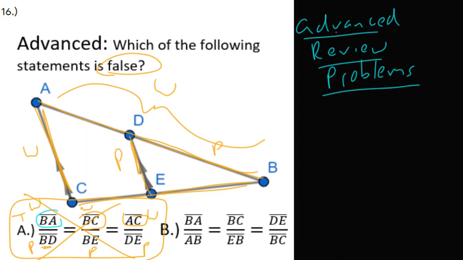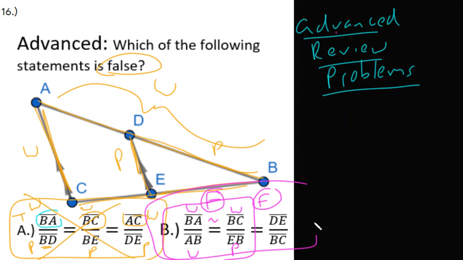Okay, let's take a look at letter B. Letter B says BA. I see that BA is a whole. And it says AB, which is a whole. We have BC, which is a whole. And we have EB, which is a part. And wait a second. We can stop right there. Guys, whole over whole is not a corresponding ratio to whole over part. This is clearly a false statement. Letter B is your answer.